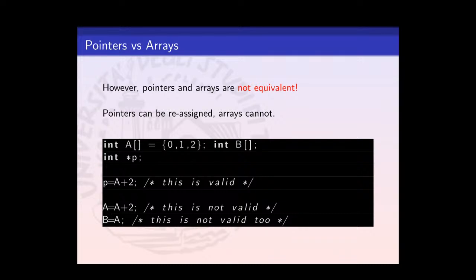Okay? So if you have a look at this piece of code, for instance, to P I can assign A plus 2, just to give you an example, but I cannot write something like capital A equal to capital A plus 2. So I cannot use capital A, which is the name of an array, as the left term in an assignment. Well, this can be done for a pointer. Is it clear?